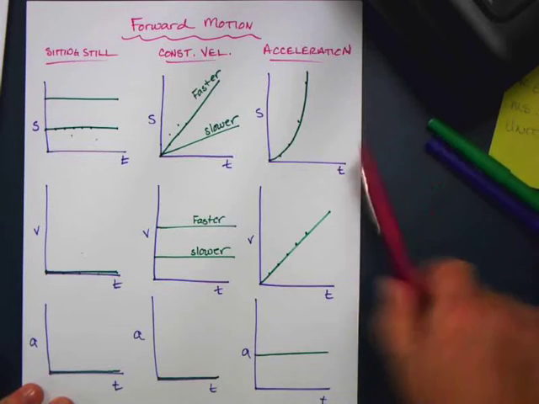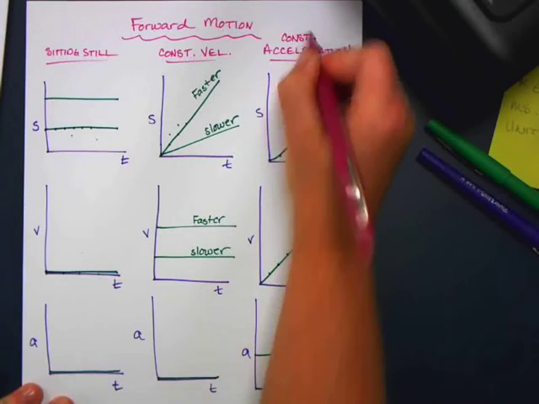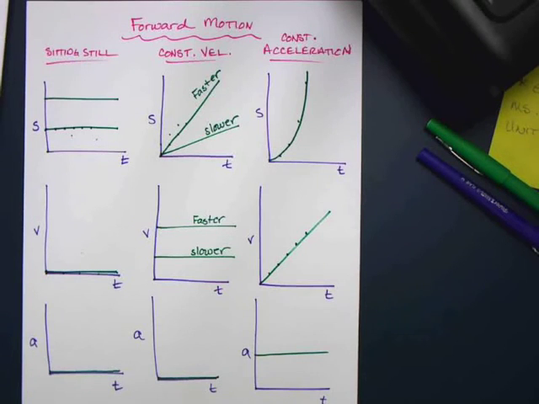Why is it straight and not curvy? Because we have said this is a constant acceleration. So it means the change in velocity is not changing. It's not a changing change, it's a constant change. Does that kind of make sense?